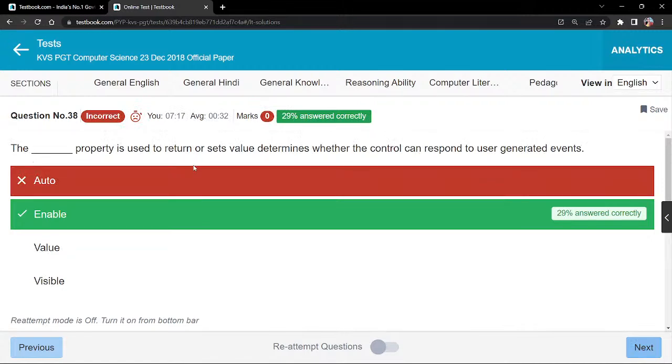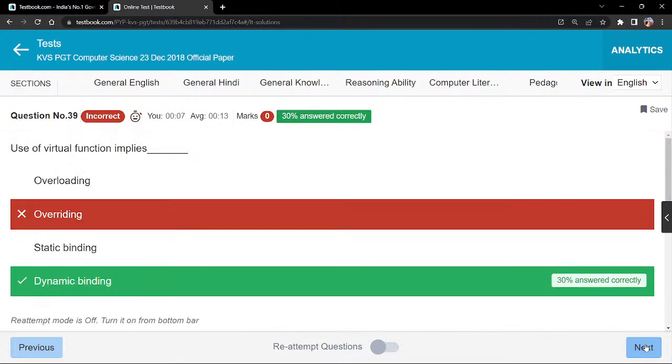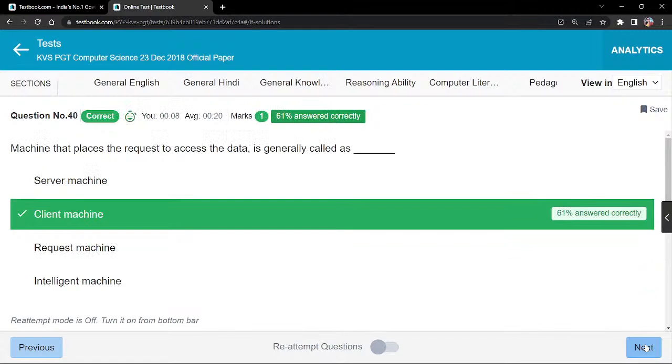The Enabled property is used to return or set the value that determines whether a control is enabled. Next, the use of a virtual function implies dynamic binding. The mechanism that places the request is called the client machine.